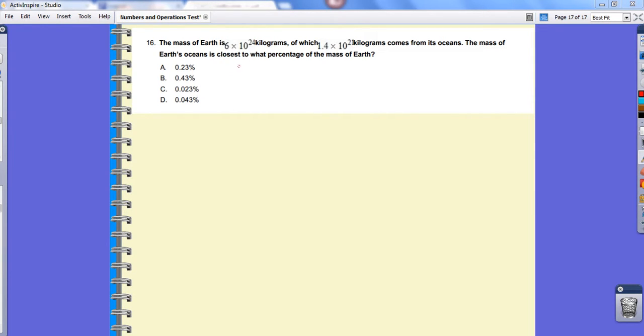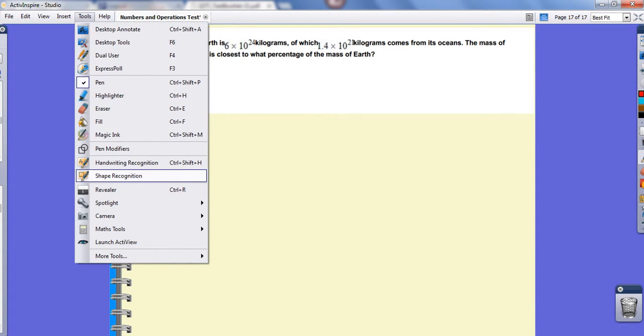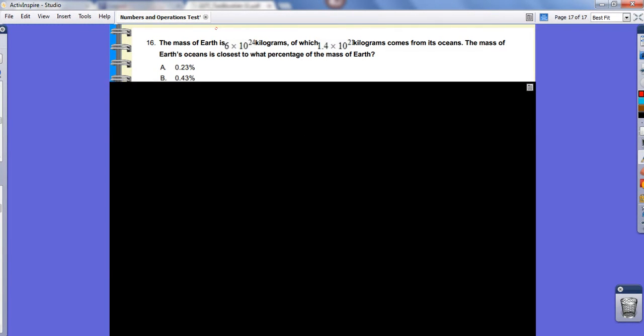The mass of Earth is 6 times 10 to the 24th kilograms, of which 1.4 times 10 to the 21st kilograms comes from its oceans. The mass of Earth's oceans is close to what percentage of the mass of Earth? If I want to look at this, I know before I look at any of the percents, so let's not even look at them. I'm going to take those out right now and just look at what we have.